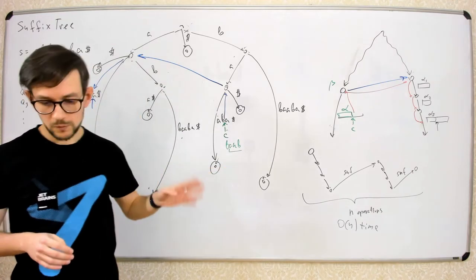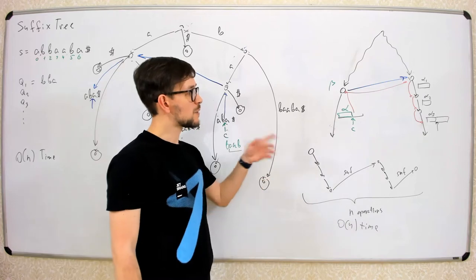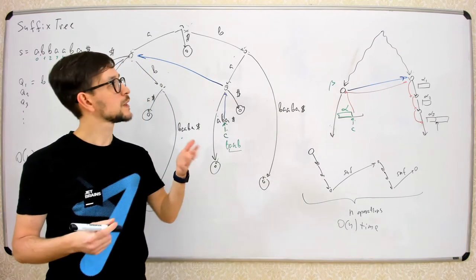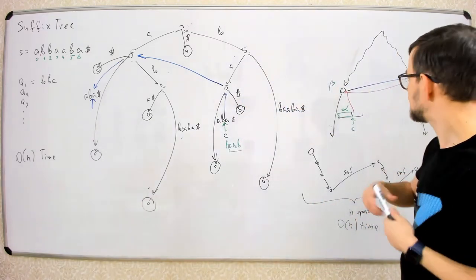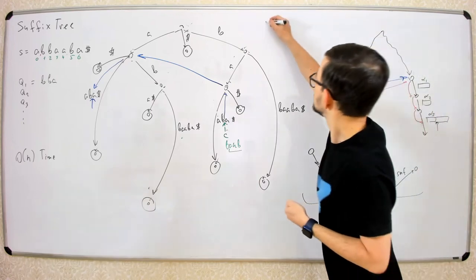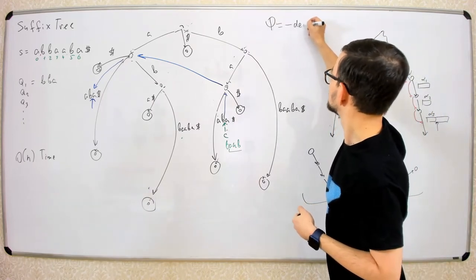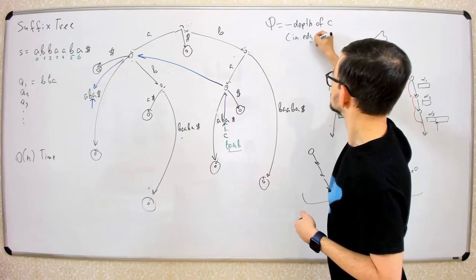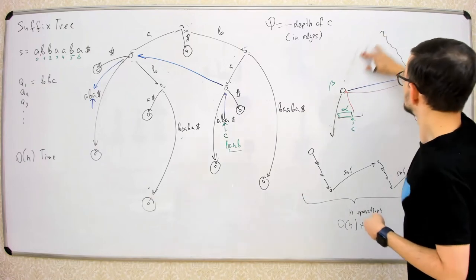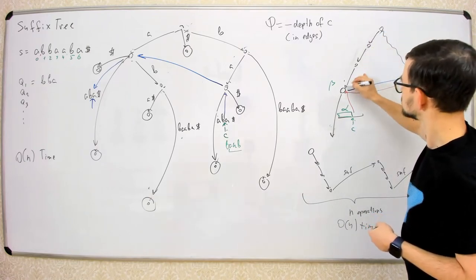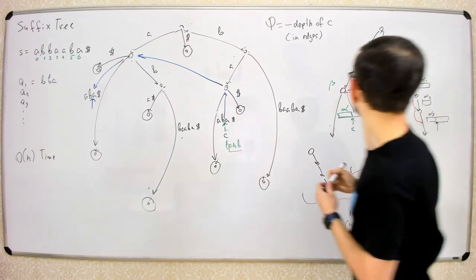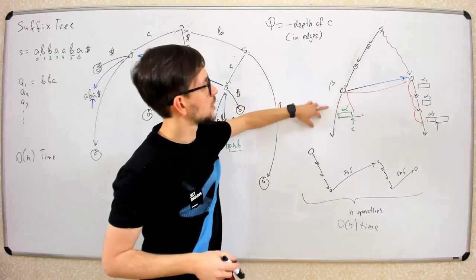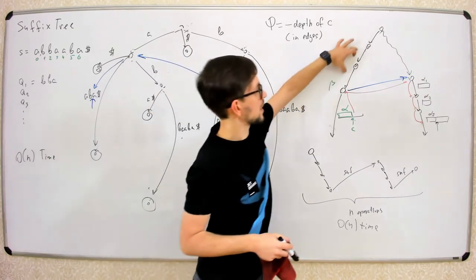Why is it true? Because of amortization again. Let's say the amortized time of going from here to here is constant. How do we calculate amortized time? We need to introduce a potential function. Let's say the potential function is minus the depth of the current node C in edges, so it will be the number of edges from the root to the current node. For example, the potential here will be 3. We have these three edges, so the current potential will be minus 3.